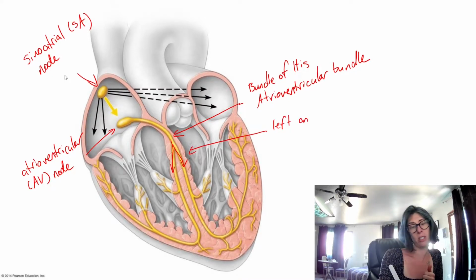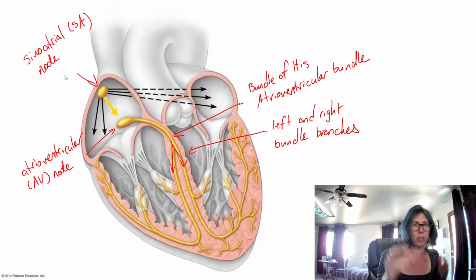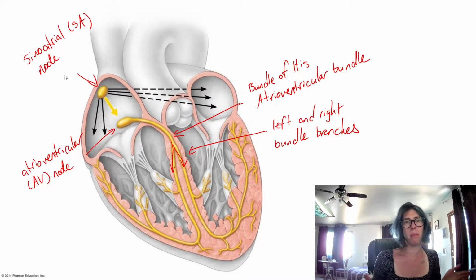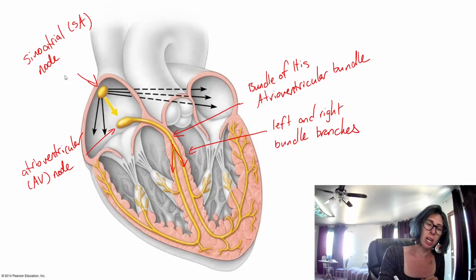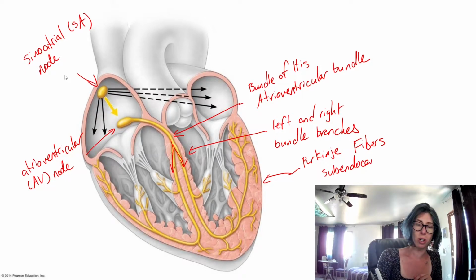Now the bundle of His, or the atrioventricular bundle, branches, and you then have the left and right bundle branches. That's easy. These scoop down to the apex of the heart and then back up the sides of the ventricles. And these finer branches have two names as well. You can call them Purkinje fibers, or you can call them subendocardial conducting network.